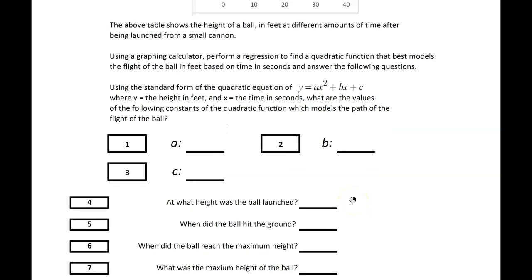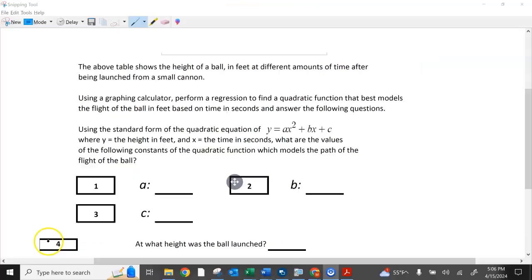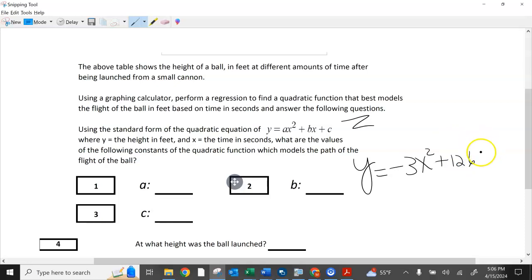Now, at that point, what can we answer now that we have the equation? Well, keep in mind, the equation is going to be y equals whatever that A is. So I'm going to write that down somewhere, and you should write it down on your sheet somewhere. So the actual equation that models those 4 points is y equals, instead of A, -3x squared. Instead of B, it's 126. Instead of C, it's +5. Okay, so that's the actual equation that models the path of the ball.